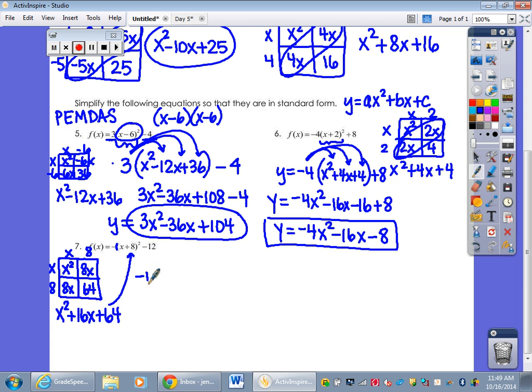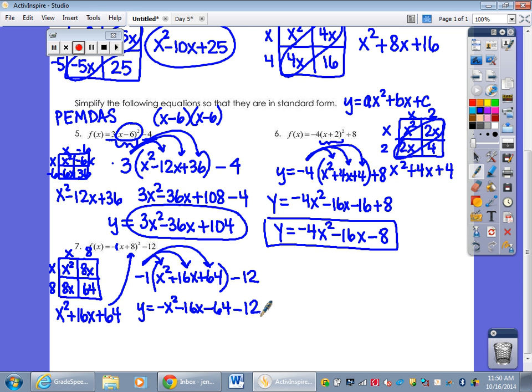Now I still have the negative 1 that I have to multiply that by. So notice I'm going to put the parentheses and put the negative 1 outside of it, and then I need to take away 12. So I'm going to distribute this negative 1, and I'm going to get negative x squared, negative 16x, negative 64, and then I'm taking away 12. And so my final answer becomes negative x squared minus 16x minus 76. Negative 64 and negative 12 is negative 76.